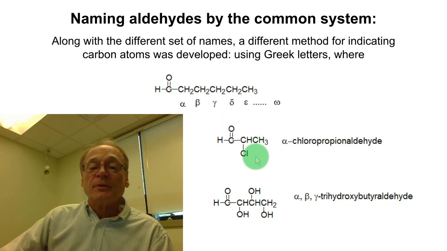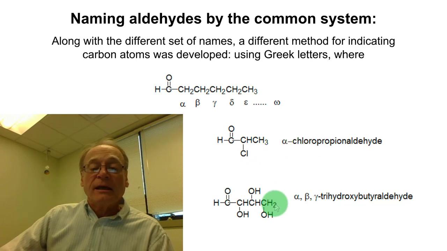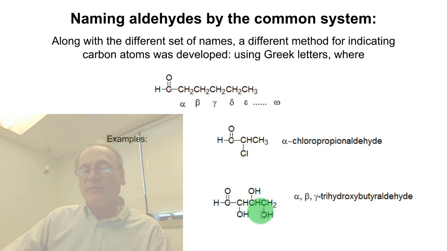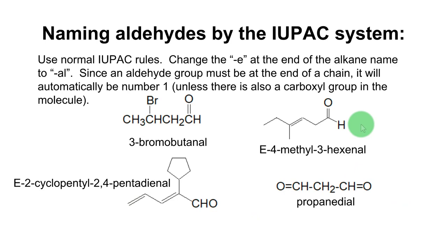Okay. So here's an example. If we have a chlorine on a 3-carbon aldehyde, the 3-carbon aldehyde is called propionaldehyde. It would have a chlorine on the alpha carbon, so it's called alpha-chloropropionaldehyde. And this one, just another example, has 3 OH groups, one on the alpha carbon, one on the beta carbon, one on the gamma carbon of butyraldehyde. So alpha, beta, gamma-trihydroxybutyraldehyde, which, by the way, is a fairly common biochemical that's found in cells and cellular processes. Okay, so common system for aldehydes, unfortunately, a little bit more work for you. A couple of new things there.